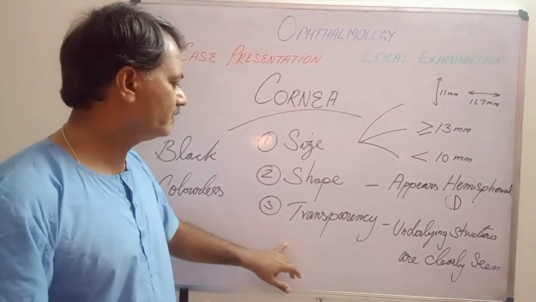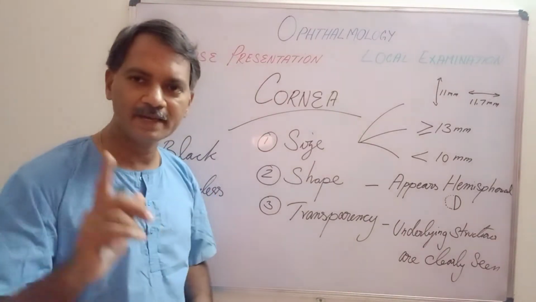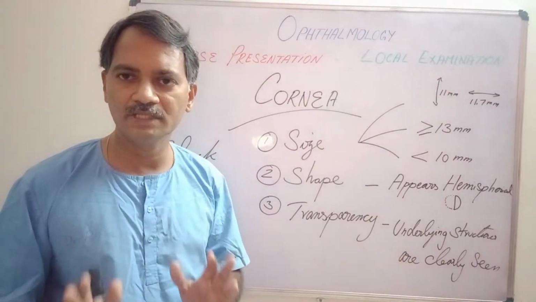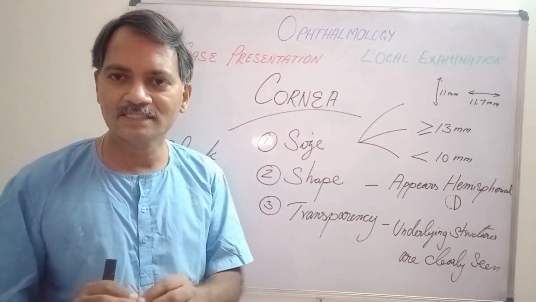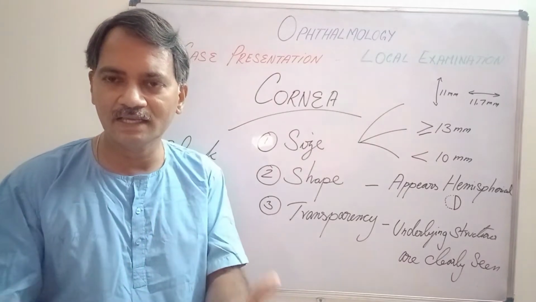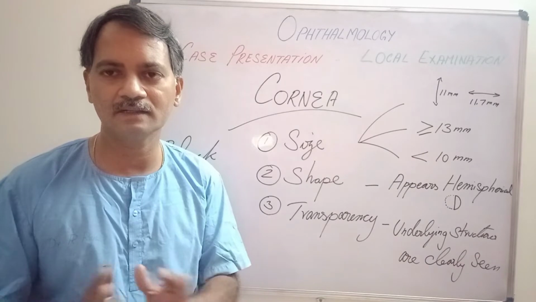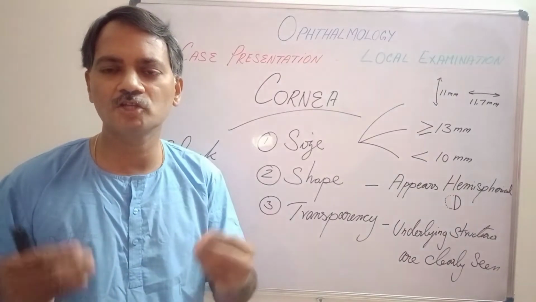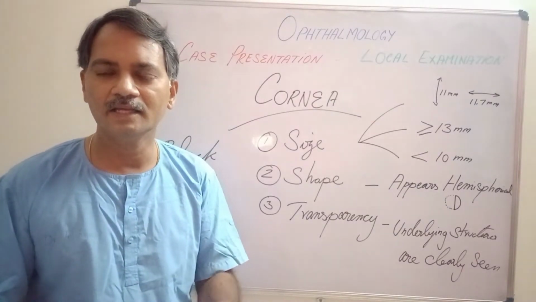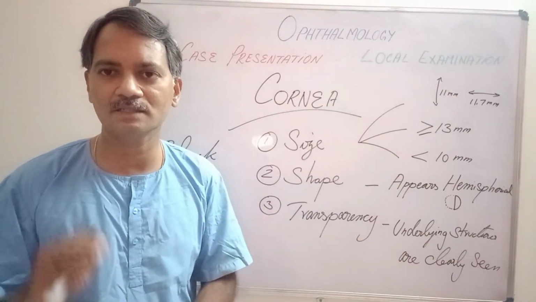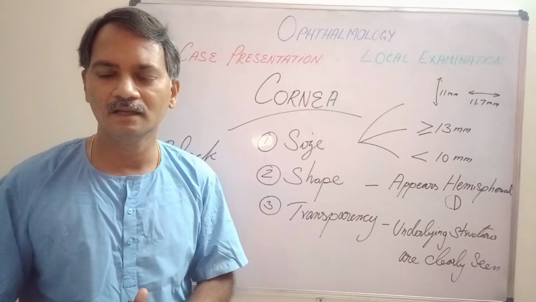The next thing we have to see is the transparency of the cornea. How will you see transparency? If the underlying structures are very clearly seen, the cornea is said to be transparent. If the underlying structures are not clearly seen in all parts, then the cornea is said to be not transparent. There are some defects in the cornea.